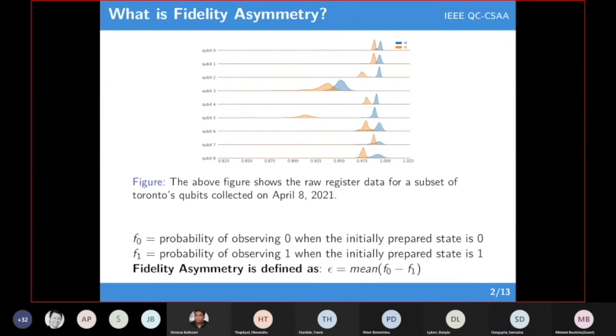So maybe you can appreciate from this graph that it's a bit risky to quote just a single number for readout, because the blue and orange graphs are quite different. So this graph reflects an asymmetry between the states, which we call fidelity asymmetry. So fidelity asymmetry quantifies how differently the qubits behave between the ground state and the excited state in the context of just readout error, nothing else.